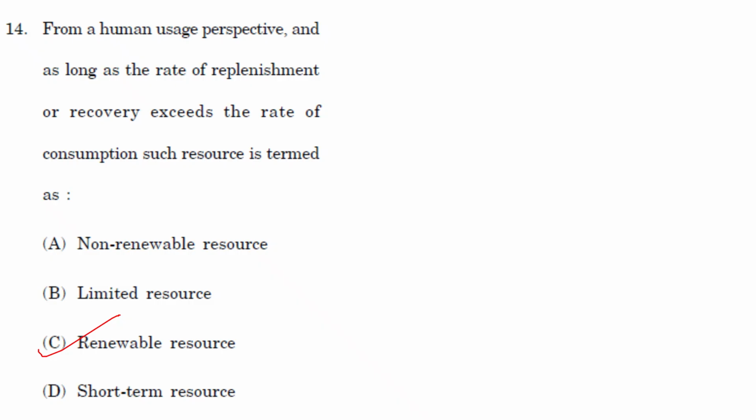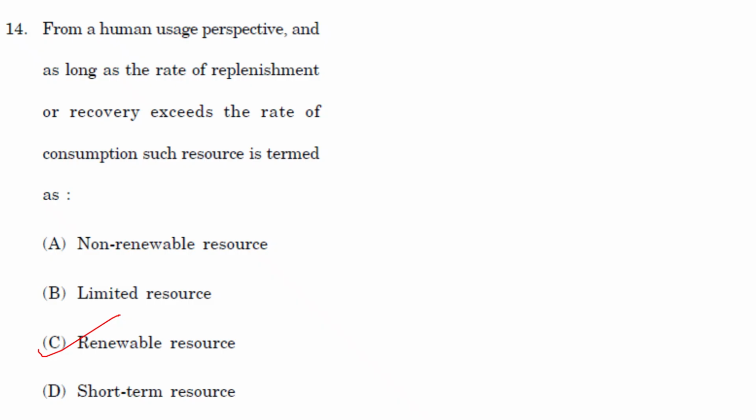So from a human usage perspective, as long as the rate of replenishment, that is the rate at which the resource which is getting exhausted is replaced back in the environment or recovered, is greater than the rate of human consumption. Okay, if the replenishment of the resource, that is replenishment of solar energy, wind energy, fresh water, is greater than the rate at which the humans consume it, then that resource is a renewable resource, not non-renewable.